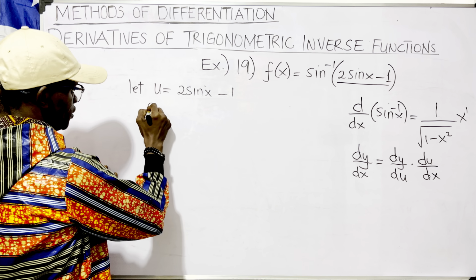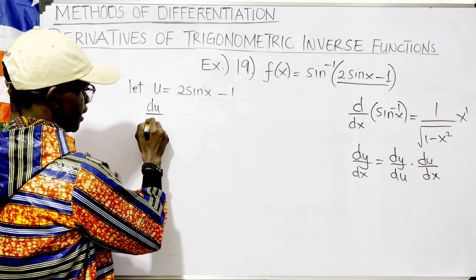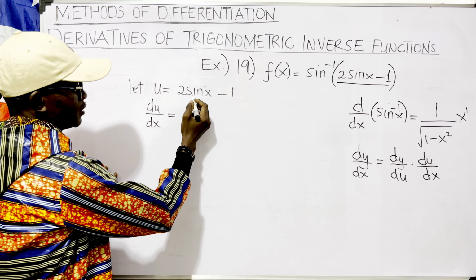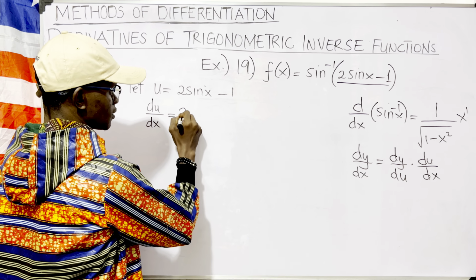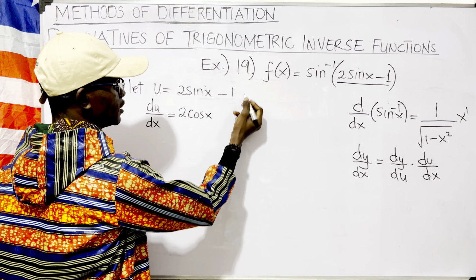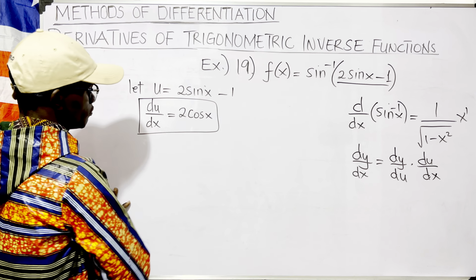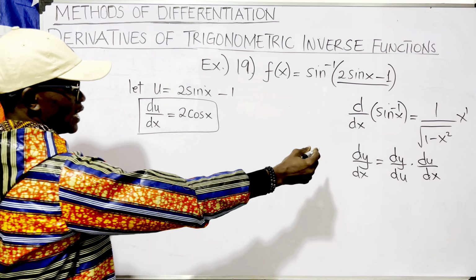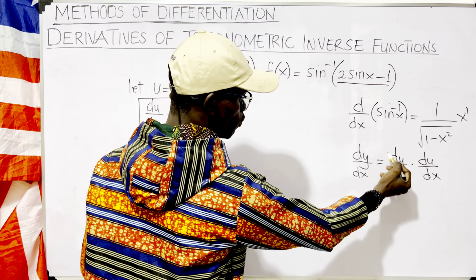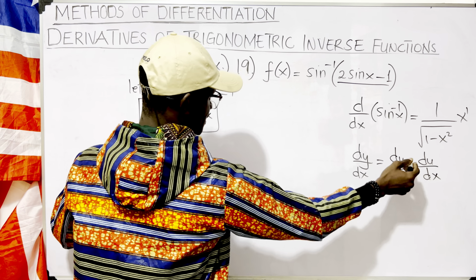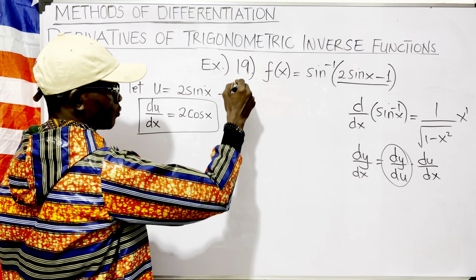So let's first find our du by dx. The derivative of sine of x is just cos of x, so we have 2 cos of x. The derivative of a constant goes to 0. So we've gotten du by dx. We now need to find dy by du.